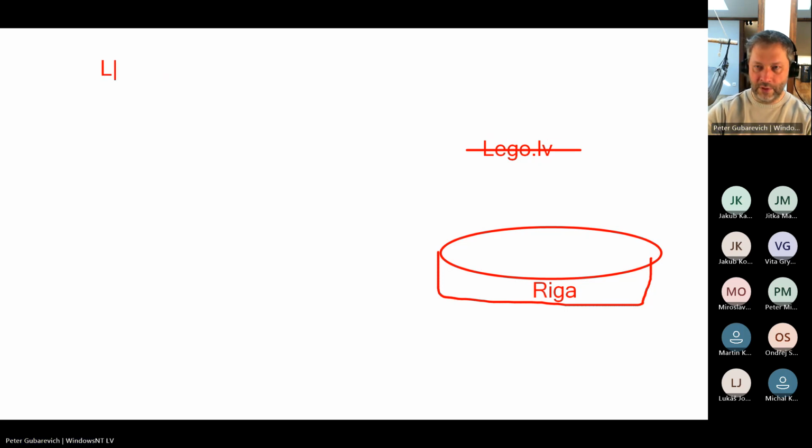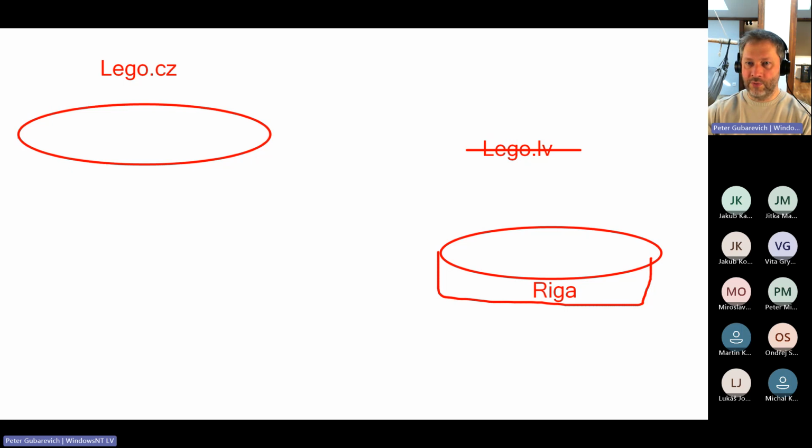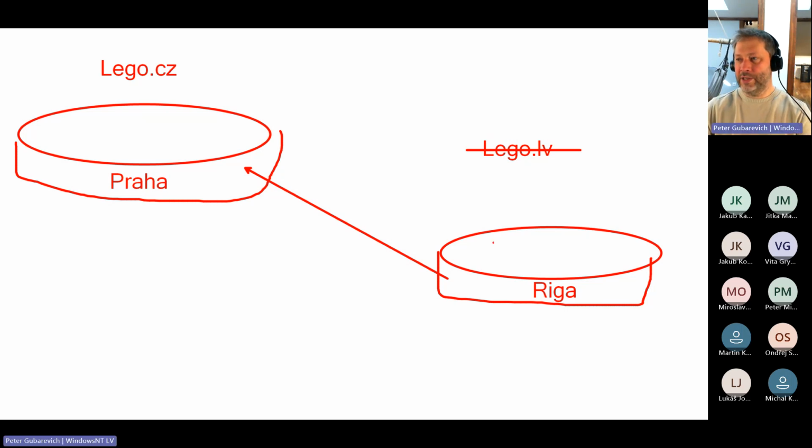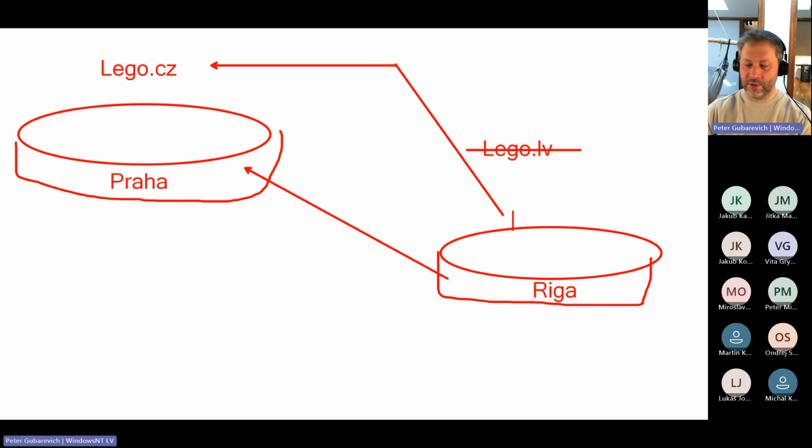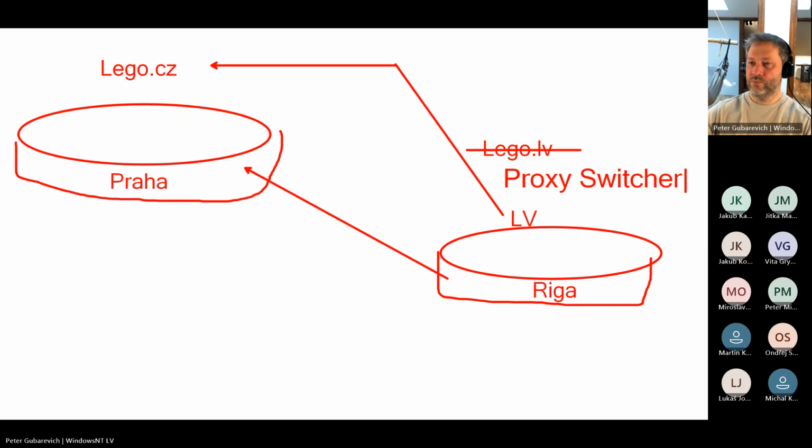But you have a Lego CZ shop in the Czech Republic, and I was about to go to Prague. I navigated to this website and tried to buy a few Legos. When it came to payment, they detected that I'm connecting from a Latvian IP address and denied payment. The transaction was canceled simply because I'm from a different country. So what did I do? I installed software called Proxy Switcher, and I connected through a Czech Republic proxy and successfully performed my transactions.